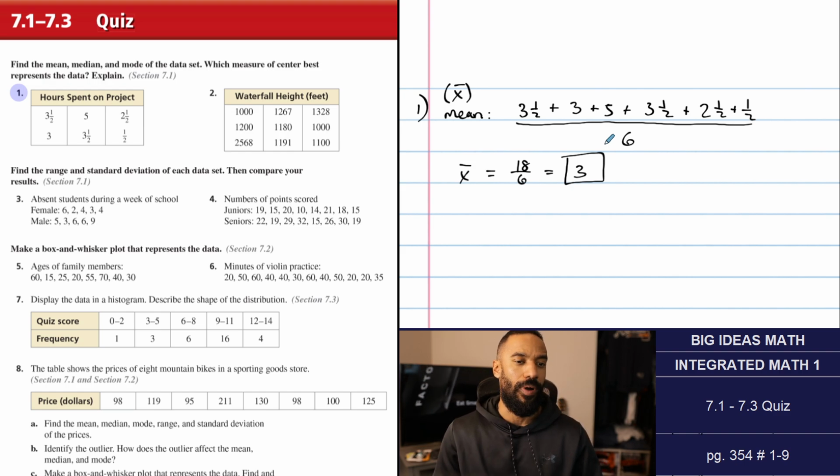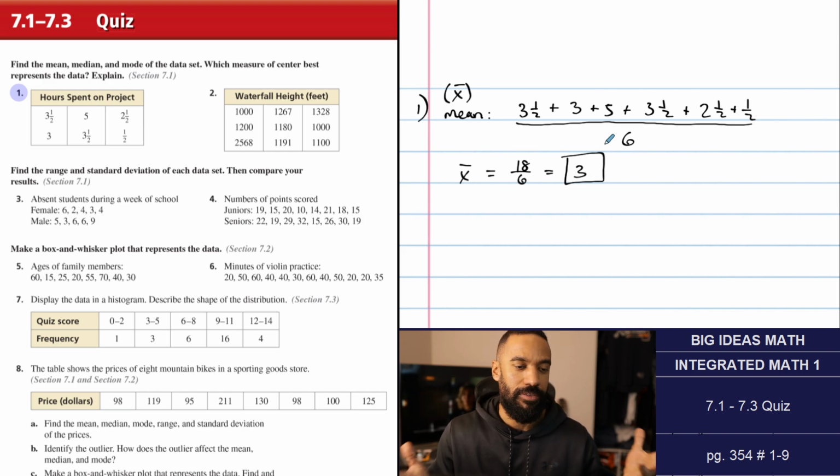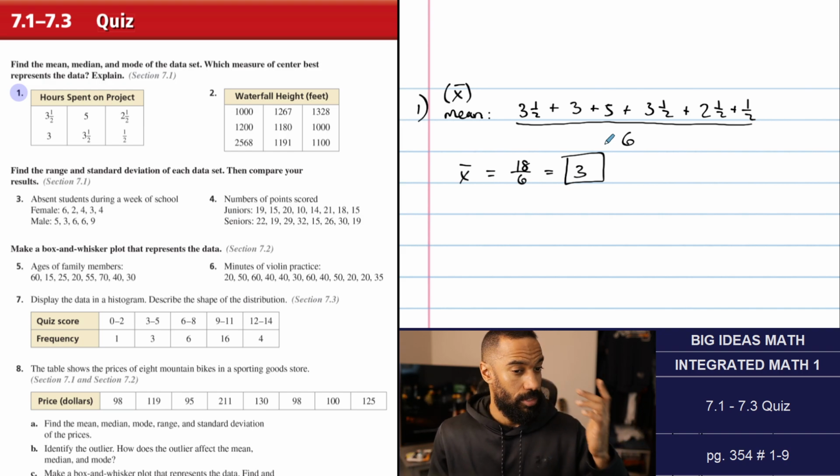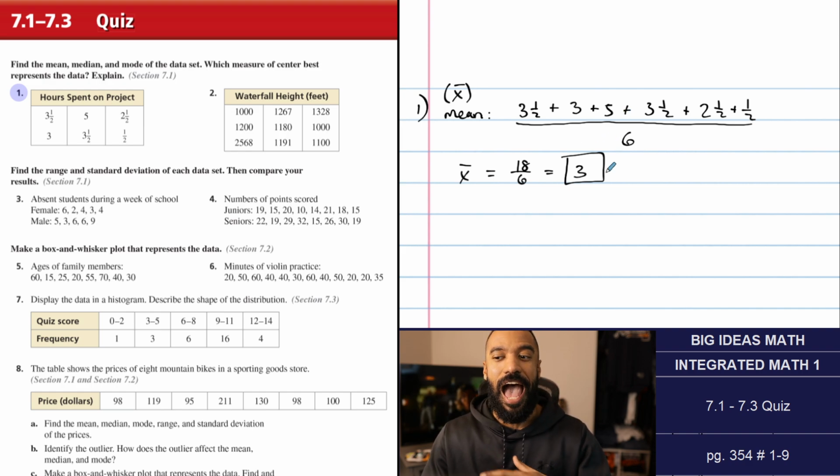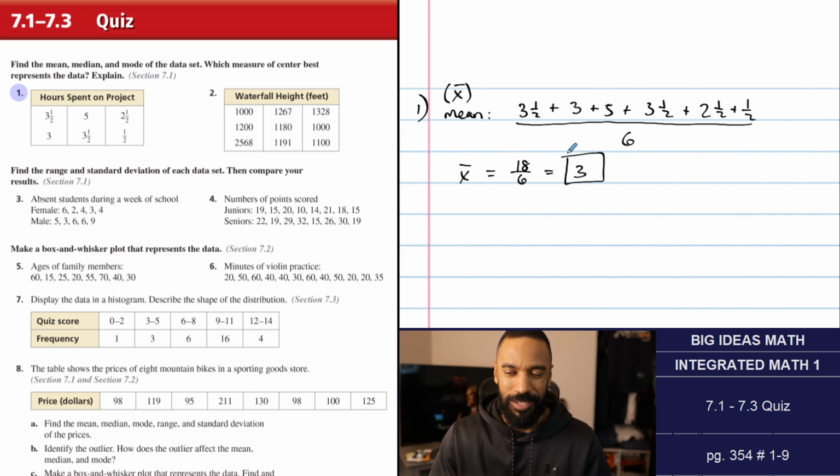I'm not going to pretend to know what this is about. If we were to give context, let's say the amount of time spent on something, okay, the average number of hours. So the average number of hours was 3 hours, kind of like that.